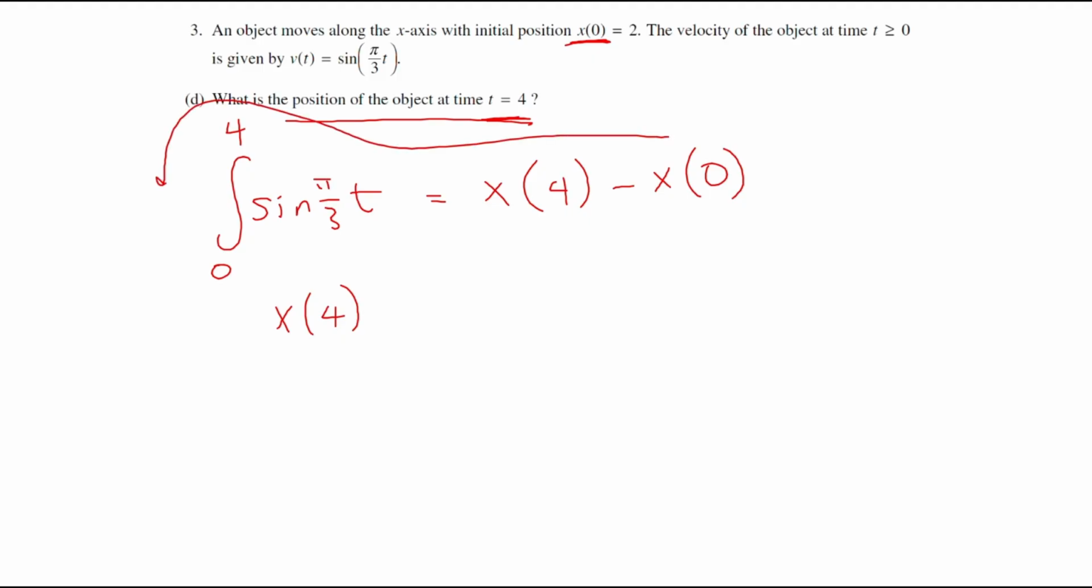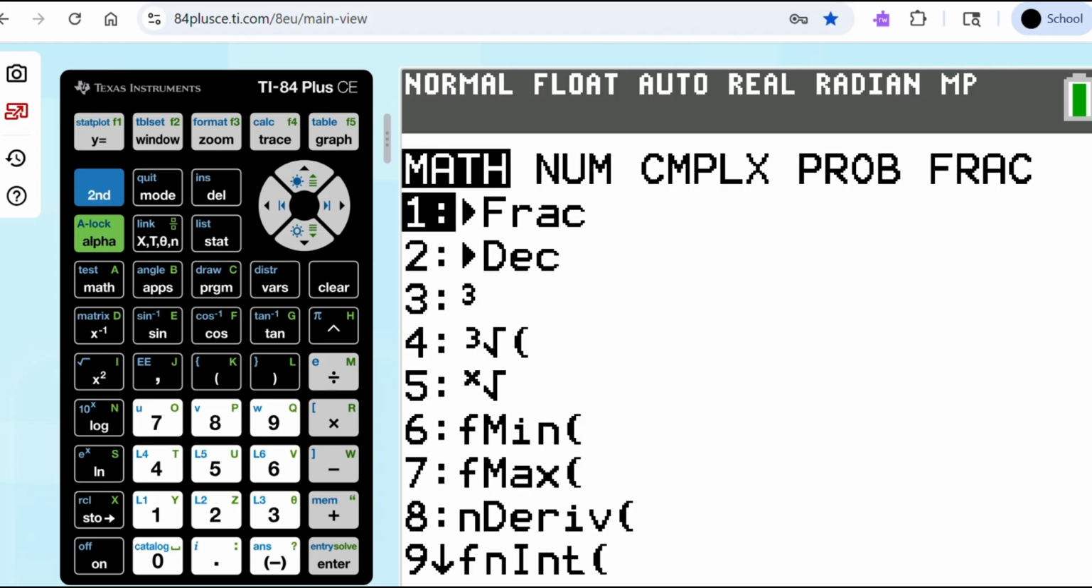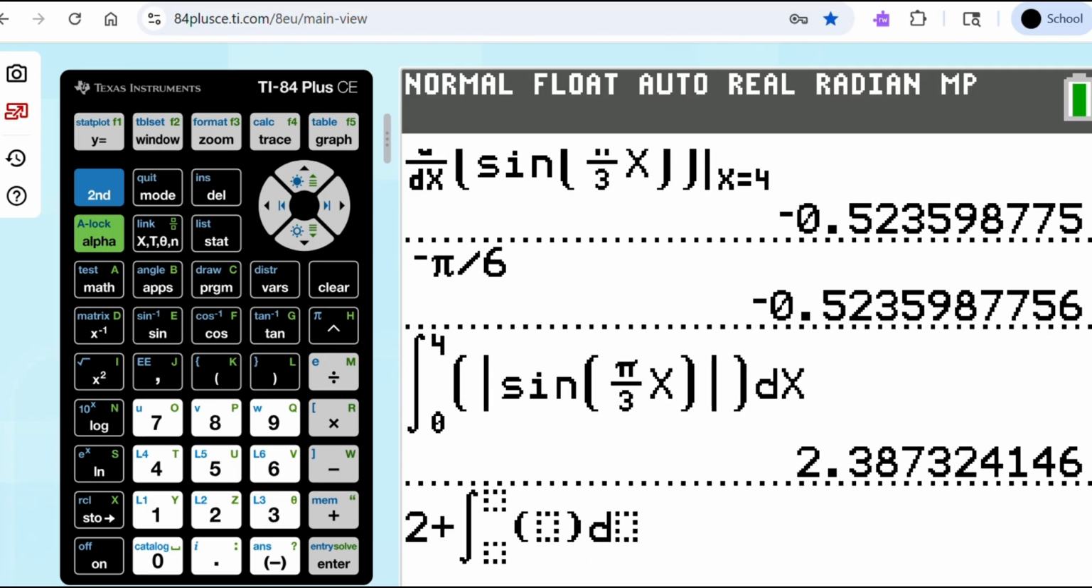Just add this x of 0 over. We get x of 0, which in our case is 2, plus the integral from 0 to 4 of the sine of pi over 3t dt. And I forgot my dt up there, so we'll add it in. And so all we have to do is just plug that into our graphing calculator and get an answer. So we'll go back here. Our initial position was that it was at 2, so it's 2 plus, and then math, option number 9. And again, you could just hit the 9. You don't have to scroll down to it.